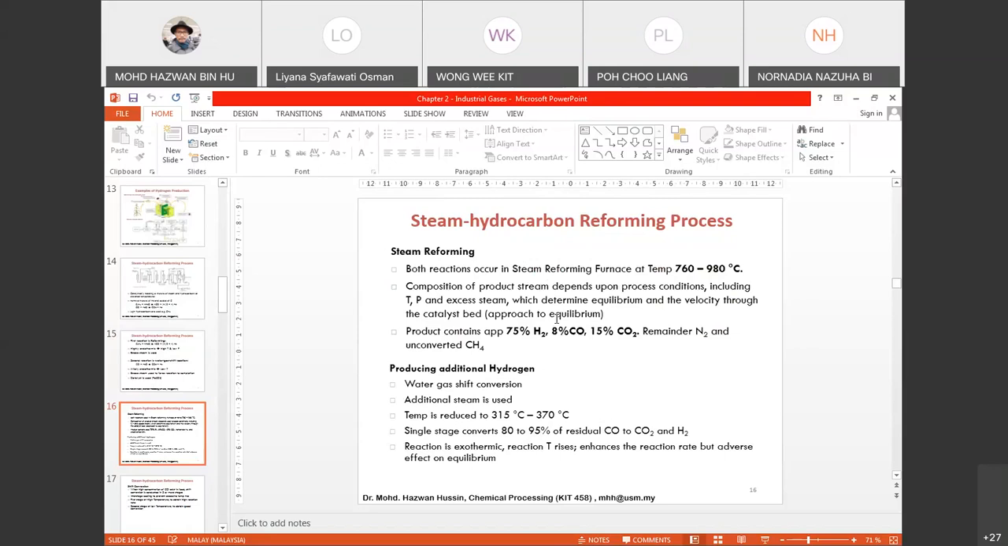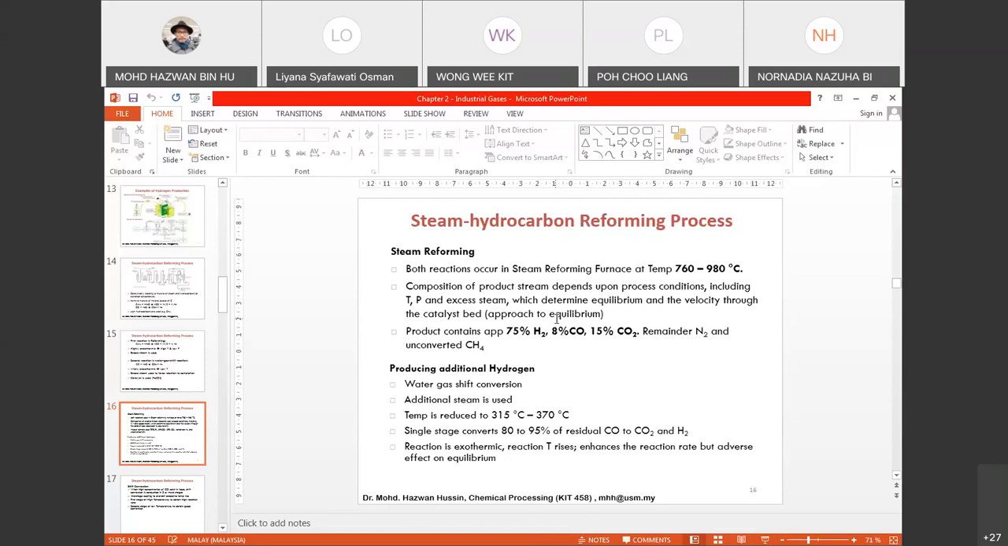Right. For the steam reforming process, both reactions occur in the steam reforming furnace at a temperature of 760 to 980 degrees C. The composition of product streams depends upon process conditions, including temperature, pressure, and excess steam, which determine the equilibrium and velocity through the catalyst bed. The product is approximately 75% hydrogen, 8% carbon monoxide, and 15% carbon dioxide. The remainder is nitrogen and unreacted methane.